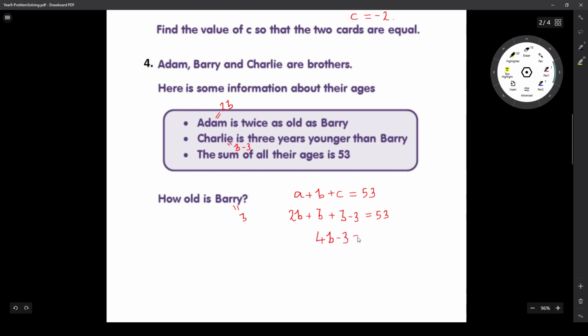subtract 3 equals 53. So we can see that 4b equals 56 when we add 3 to both sides. And then if we divide by 4, we get b equals 14. And that's the age of Barry. So Barry's 14.